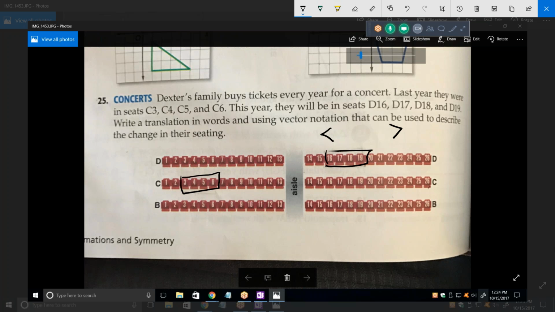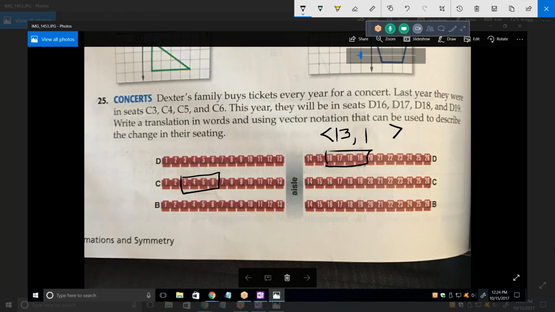You always go to the right, you go to the x first. You go to the right 13 times. Do it seat for seat. In other words, 3 becomes 16. So that would be 13 and then 1. Correct.